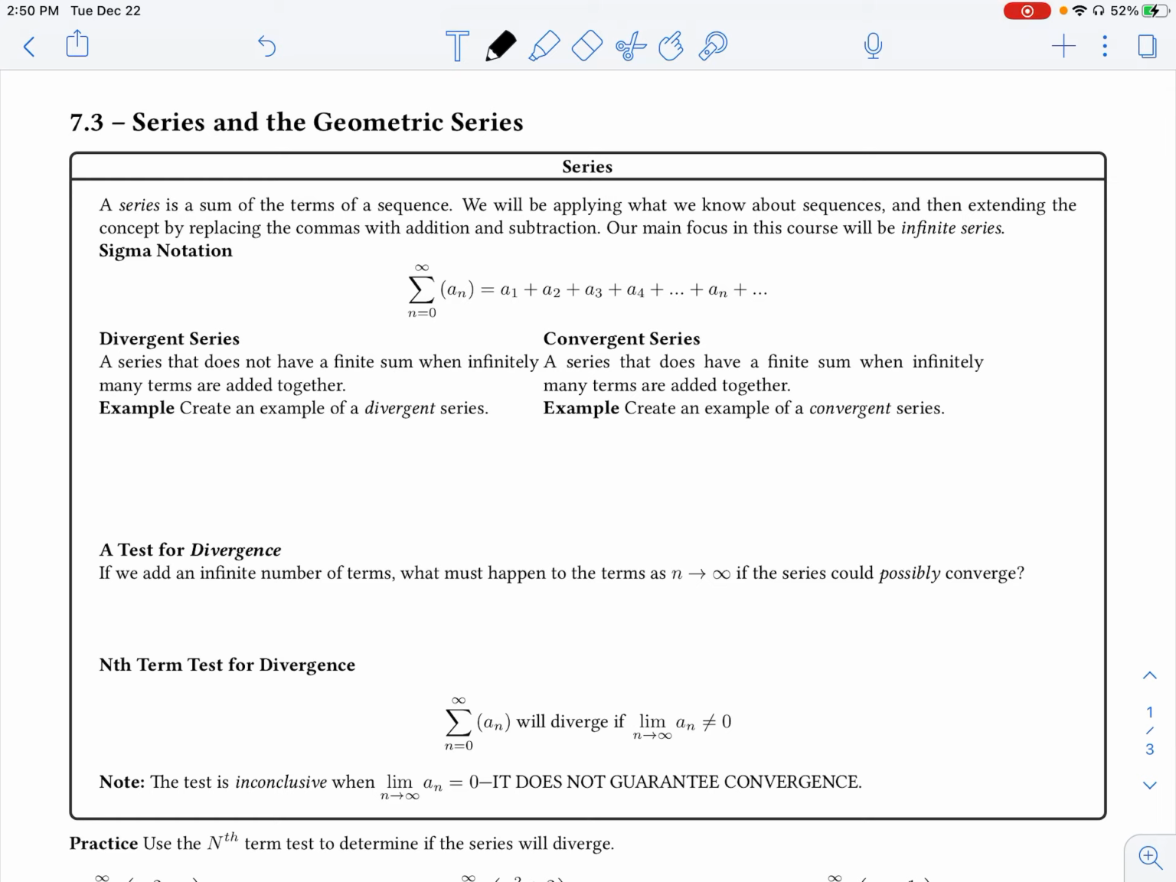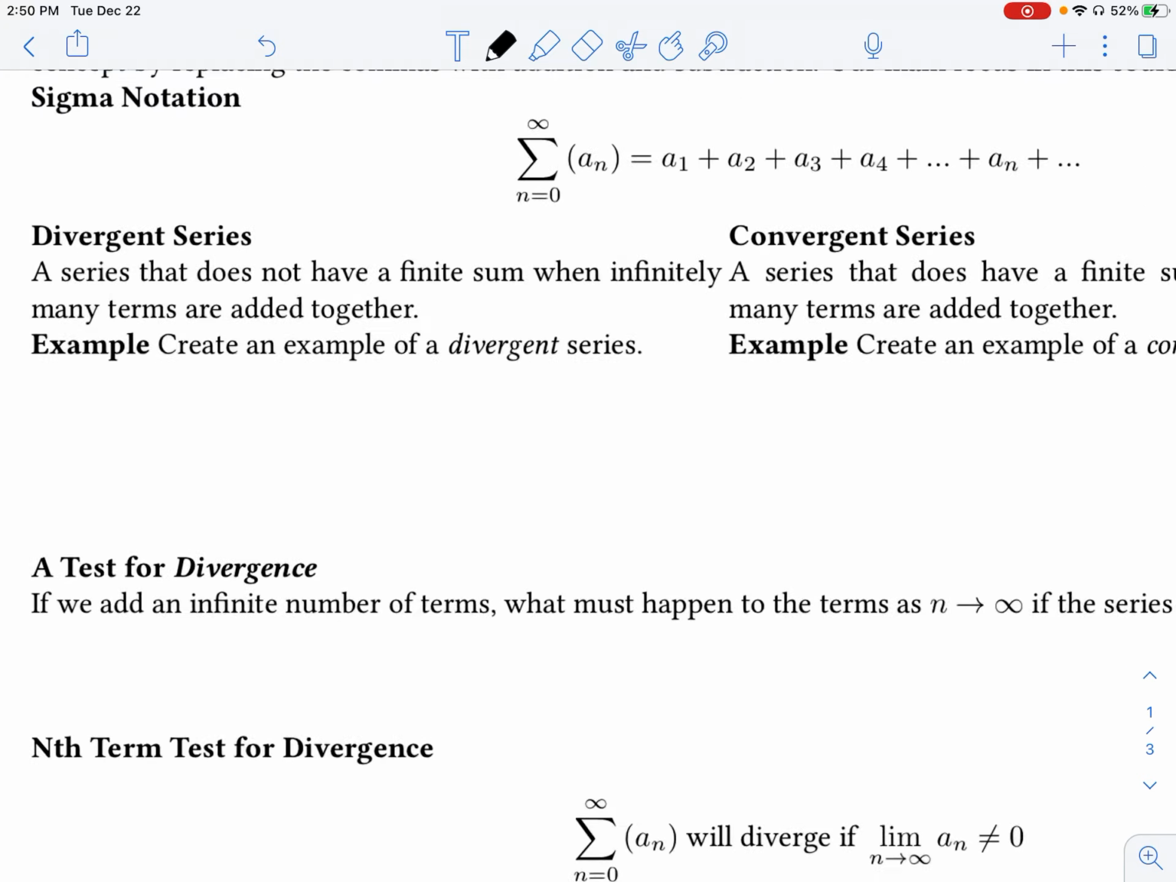So let's try to come up with two different examples of this. I encourage you right now to pause the video and think to yourself, what would a divergent series look like? What would a convergent series look like? So pause the video and think about that. Well, hopefully you've had a moment to think about that for a bit.